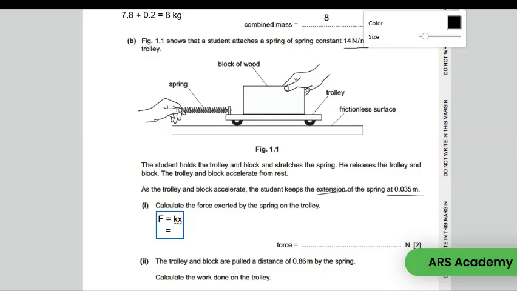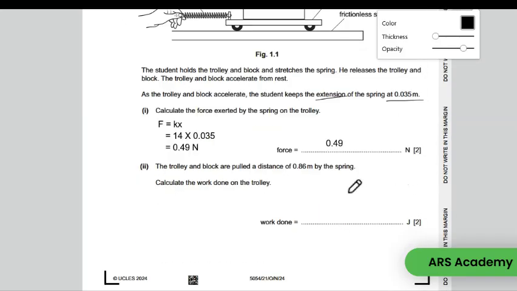So we have the extension and we also have the spring constant. So the force is equal to kx, where k is the spring constant and x is the extension. So 0.035 multiplied by 14, that will be 0.49 Newton. So 0.49 Newton is the answer.